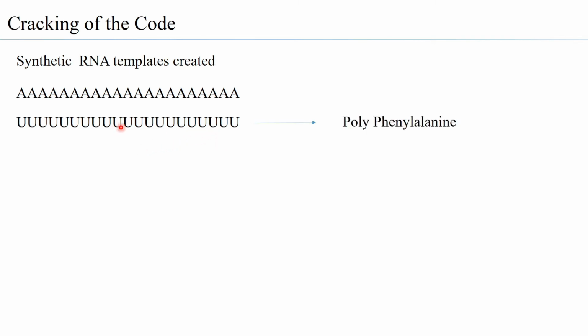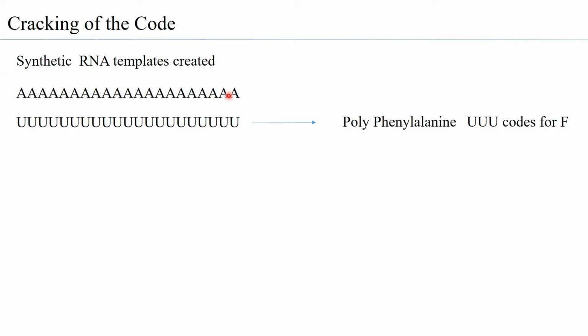When this was translated, what was obtained was polyphenylalanine. Because it is only U, that means that U codes for phenylalanine. So you see, cracking of the code happened with the understanding that poly U gave rise to polyphenylalanine. There is only one amino acid that was bound by peptide bonds to form the polypeptide. So you could have only one codon possible over here, which is U, and that is standing for phenylalanine.